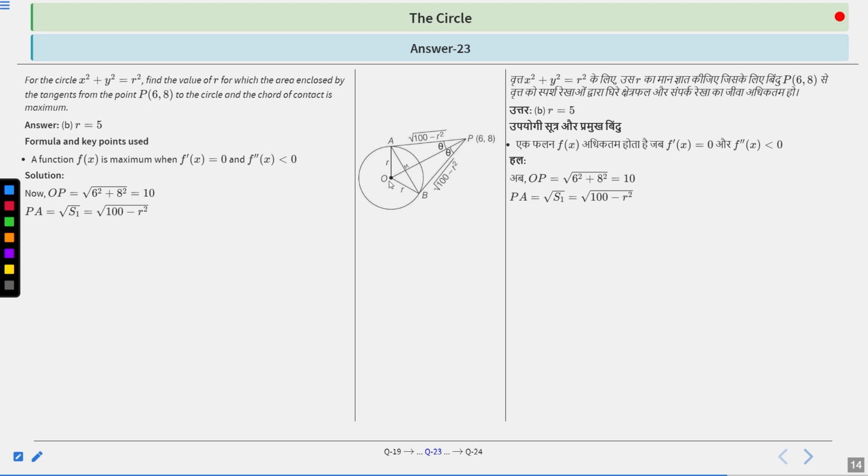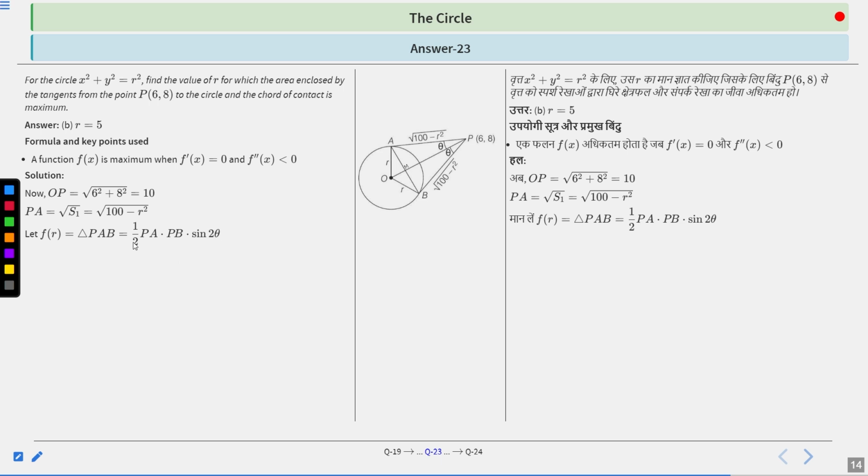OAP is a right angle triangle. So by using Pythagoras theorem, we know OP and OA, which is R. So we can easily find the value of AP, which is root over 100 minus R square, right? Let F(R), which is the area of triangle PAB, be equal to 1 by 2 into PA into PB into sine 2 theta.